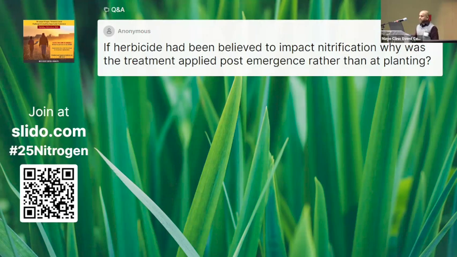Okay, so the question is, if herbicide had been believed to impact nitrification, why was the treatment applied post-emergence rather than at planting? So the herbicides that we used in this were pre-emergence herbicide. The post-emergence herbicide were applied to all the treatments irrespective, to control the weeds. But like I said, in 2021, the post-emergence herbicide were delayed, and therefore we saw the problems of weed control. So in this study, we were looking at the pre-emergence herbicide and whether or not they act as nitrogen inhibitors. So we were looking to test that.